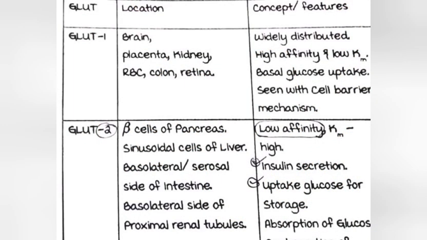Okay, now we see the second type of glucose transporters, that is GLUT. GLUTs are the sodium-independent glucose transporters. First is GLUT1. GLUT1 is very special because it has a very high affinity and a low Km. It means that even when there is a very low concentration of glucose, these transporters can transport glucose into the cell, because they have a very high affinity for glucose. They are present in the brain, placenta, kidney, RBC, colon, and the retina. They work when there is a very depleted storage of glucose.